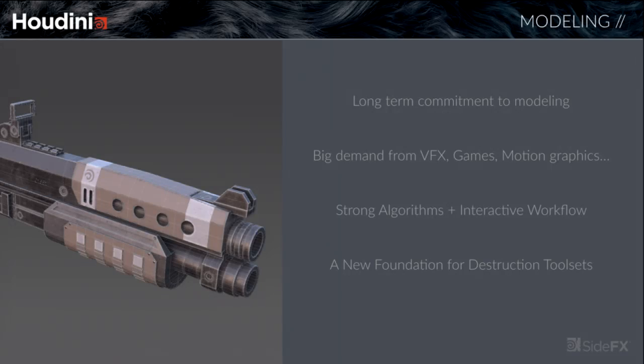Now, the approach we're taking to this is looking at two things in tandem. One of them is strong algorithms for modeling, topology, UVs, you name it. And the other one, equally important, is the interactivity. So stuff you do in the viewport and handles and selections. It's not to stifle the workflow, to kill it for the sake of proceduralism.